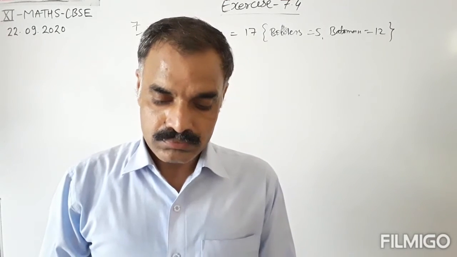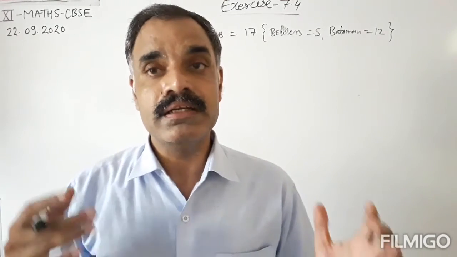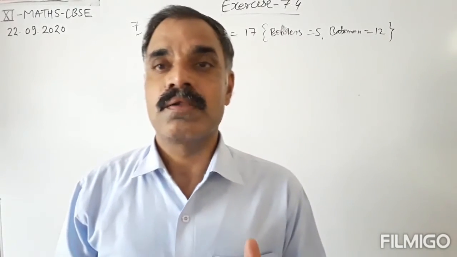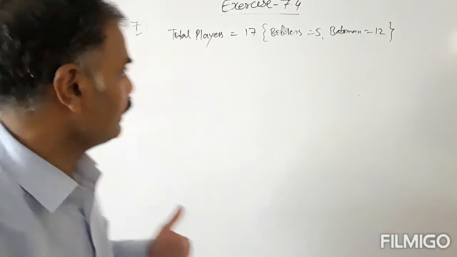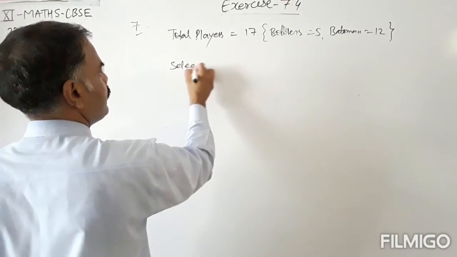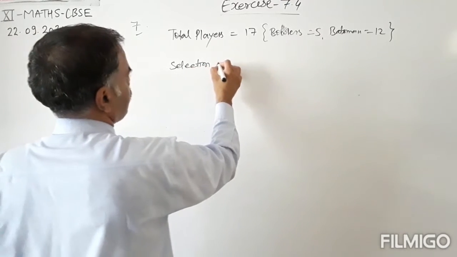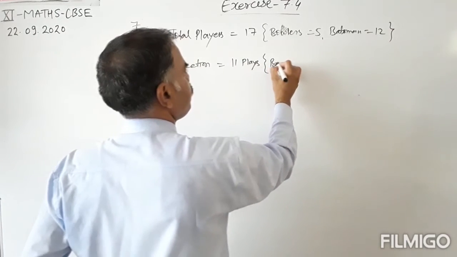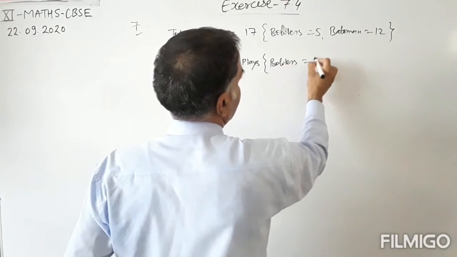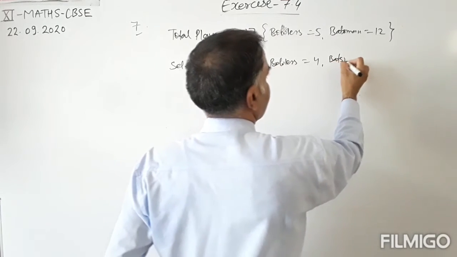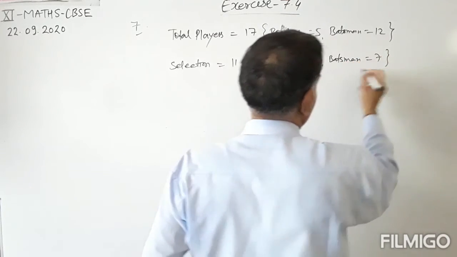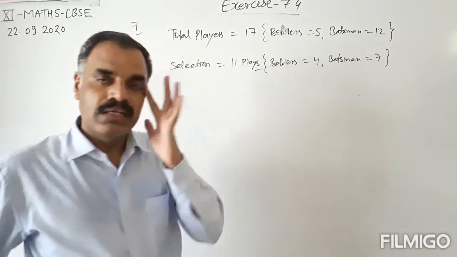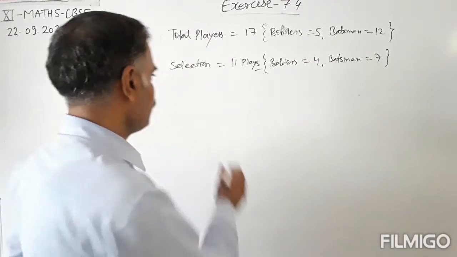Now we have to select a cricket team of 11 players in which 4 bowlers are there. So the selection is of 11 players, in which we have to select 4 bowlers and how many batsmen? 7. Okay, then we can select a total of 11 players. So selection of bowlers.